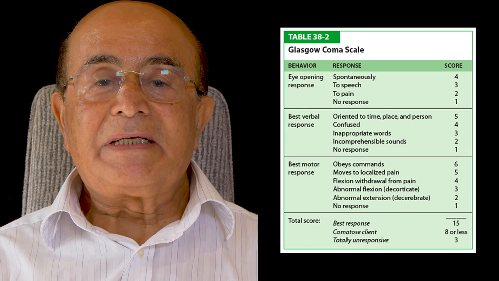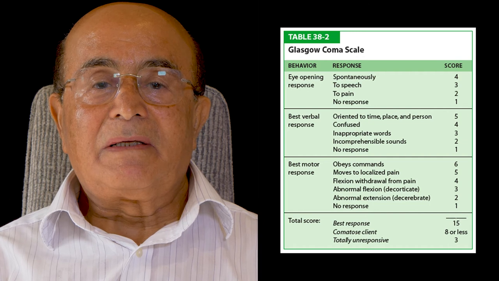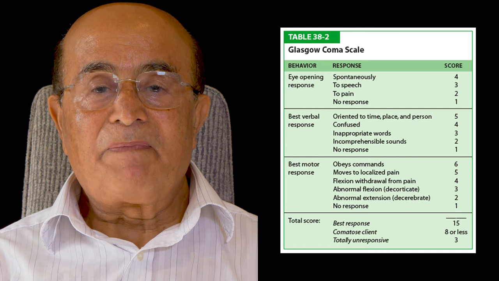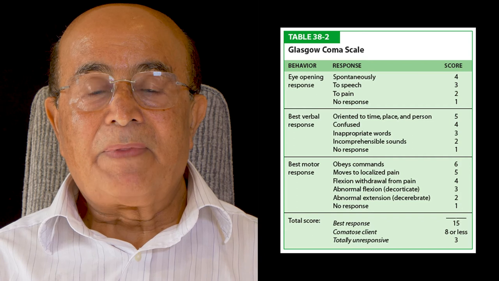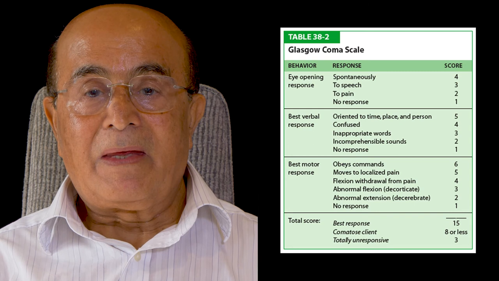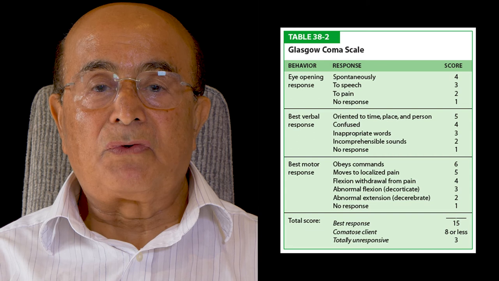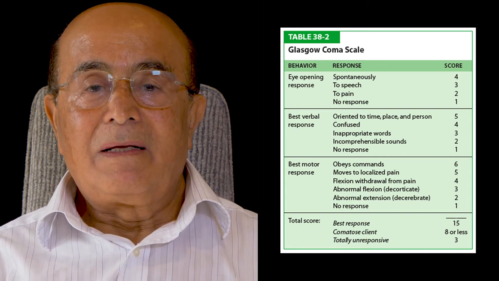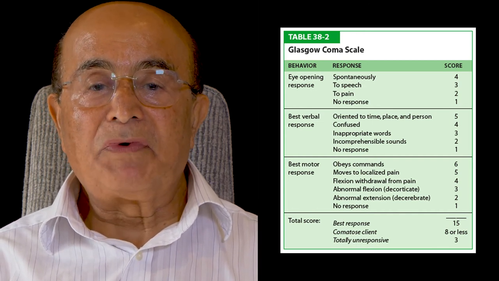And then from 13 to 9 or 8, that will be moderate head injury. The numbers I'm talking about, you will see from the slides what they mean. And from 8 below, it is a severe brain injury. And the Glasgow Coma Scale, as I said, is just eye-opening, verbal response, and motor response that we divide it into.